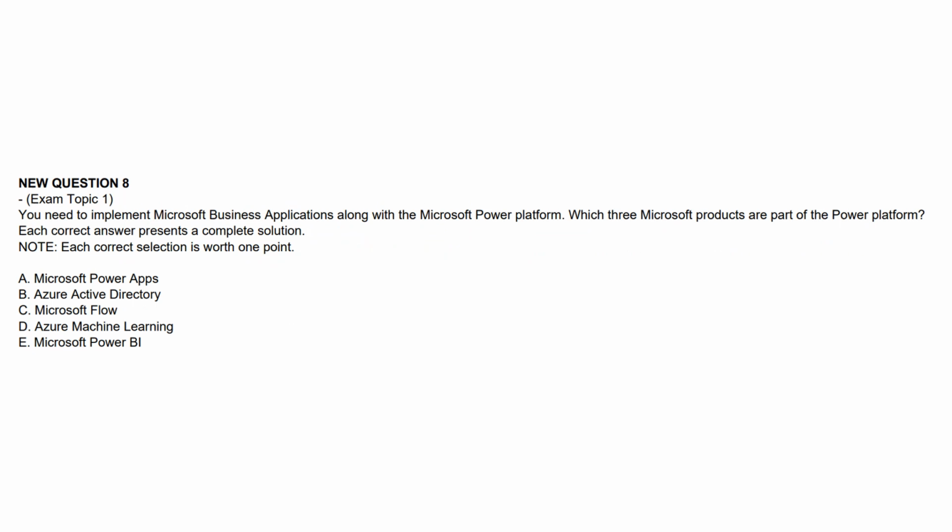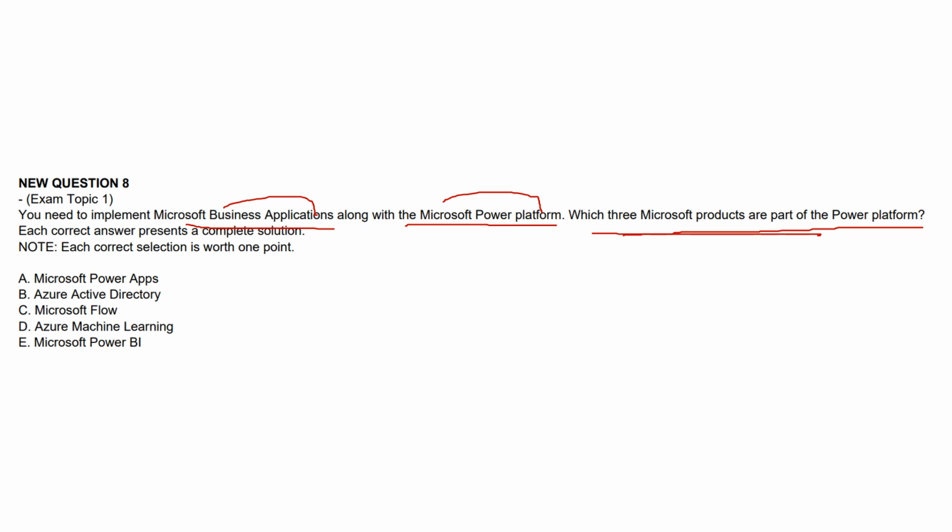So next question is, you need to implement Microsoft business applications along with the Microsoft Power Platform. Which three Microsoft products are parts of Power Platform? So we need to figure out three options which are used as a Power Platform. We are given five options. First is Microsoft Power Apps. Second is Azure Active Directory, Microsoft Flow, Azure Machine Learning, and Microsoft Power BI. So our need is to install Microsoft business applications along with the Microsoft Power Platform.